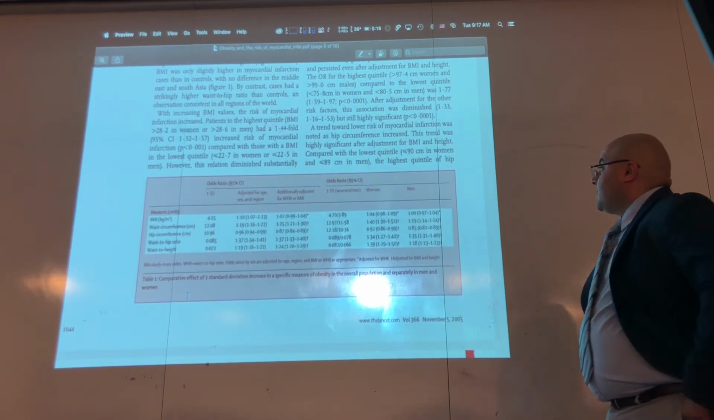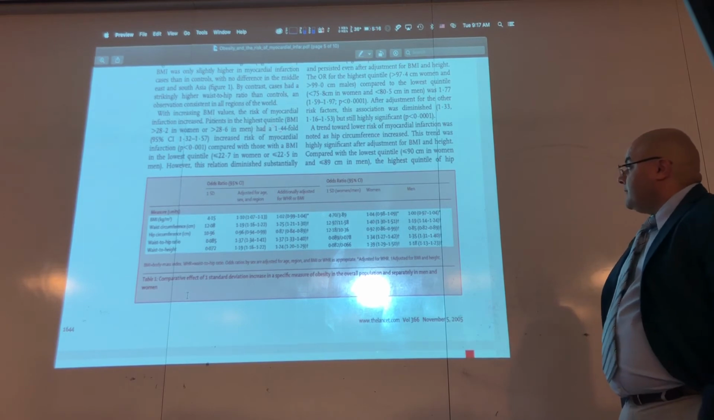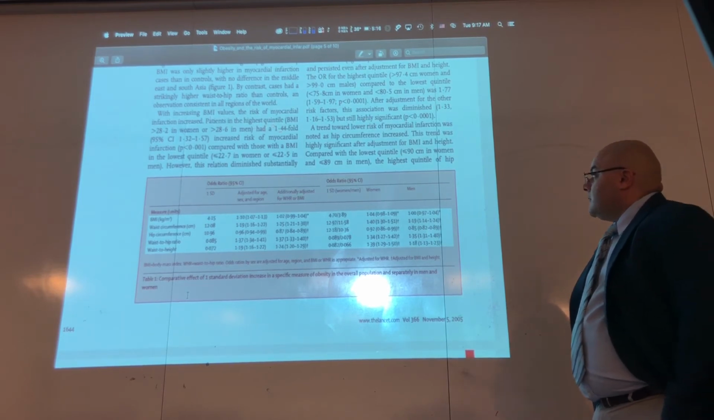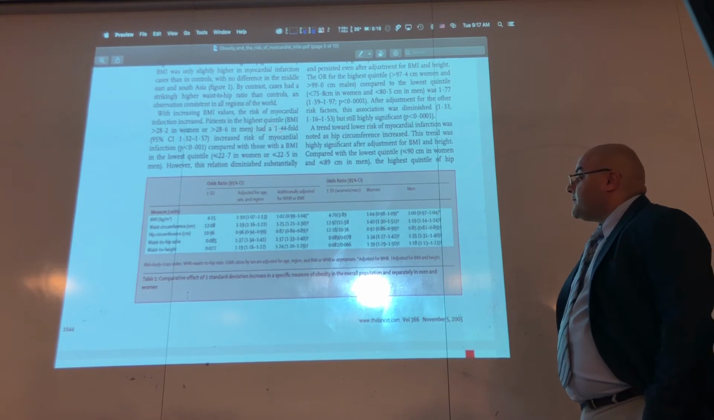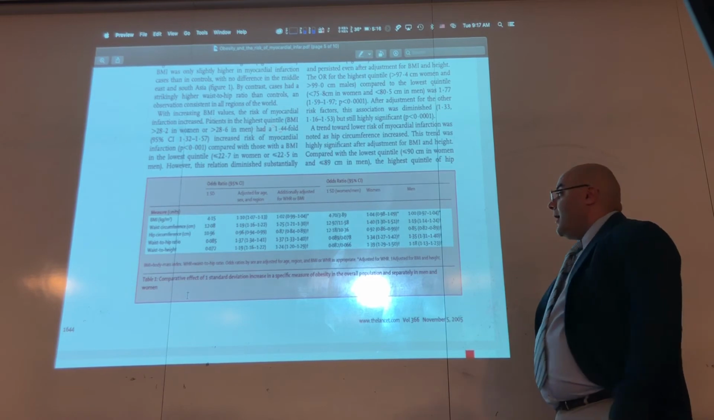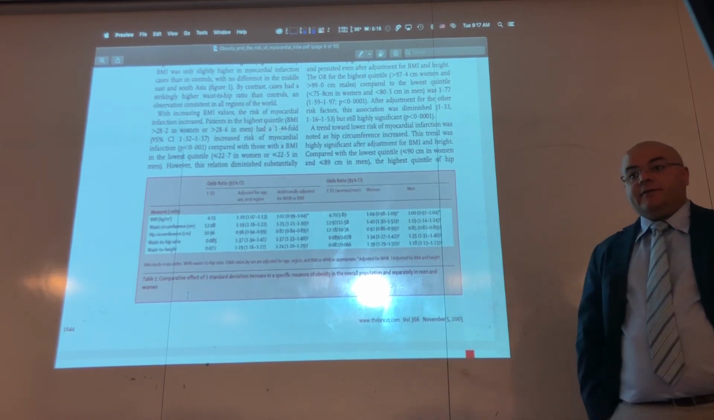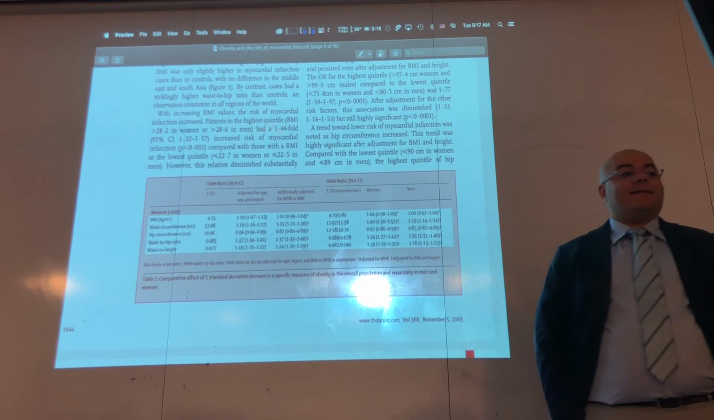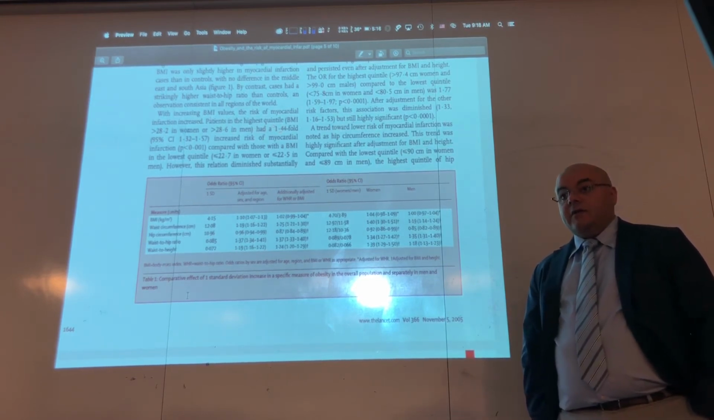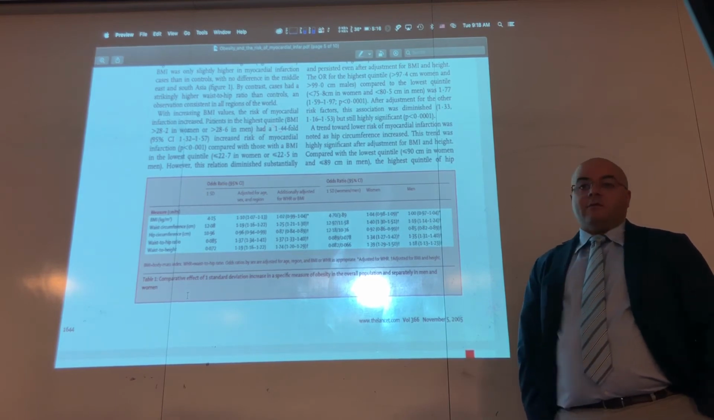So here they did it for men and women. Okay? And the odds ratio here is basically comparing the comparative effect of one standard deviation increase in specific measures of obesity. How can it change? If someone is obese and increases by one standard deviation from the weight that is not at high risk, what odds ratio do they get in men and women?